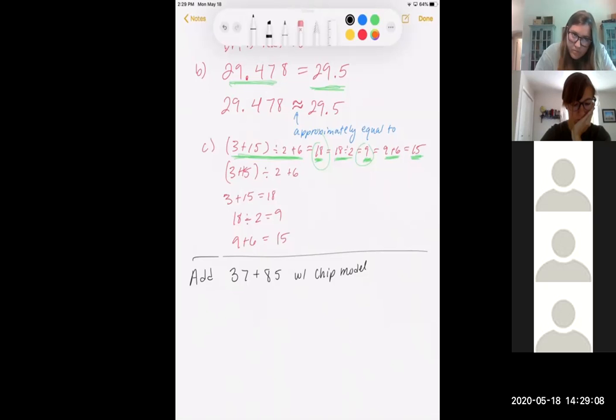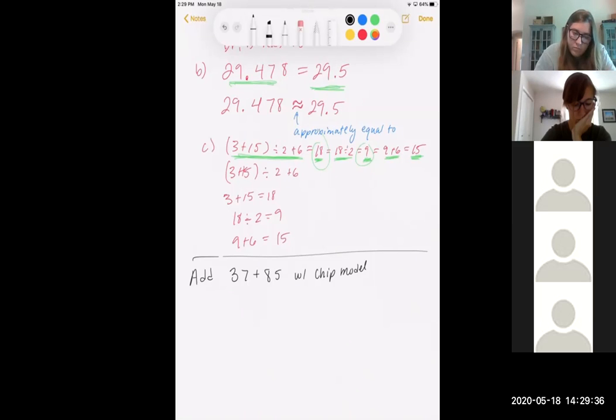Okay, so the first concrete model was the chip model. And you have chips, but I won't make you get them out because we're running out of time. We only have like 10 minutes. But the drawings will suffice because you know how to translate between drawings and chips, but your students won't. So do the chips with them. We have 37 and 85. So I'm going to add those together.